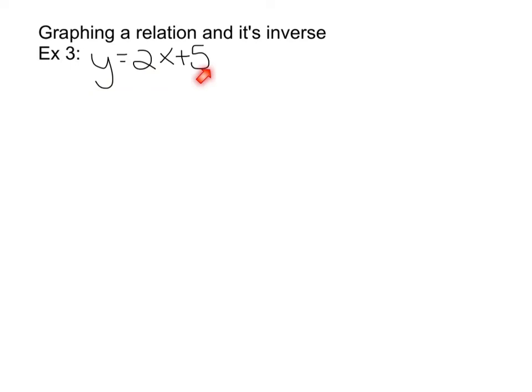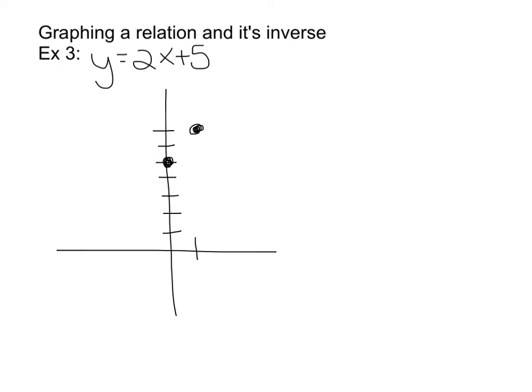So I'm going to go ahead and graph that. So I have 1, 2, 3, 4, 5, and then a slope of 2, so up 2 and to the right 1. Okay, so this is the point (0, 5). If I switch it, it's going to become the point (5, 0).